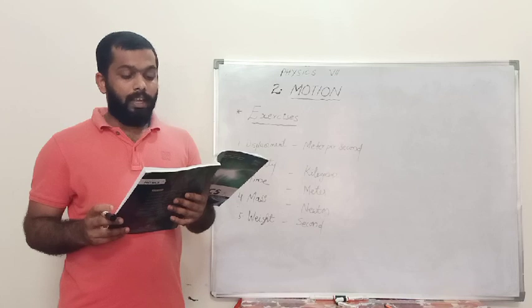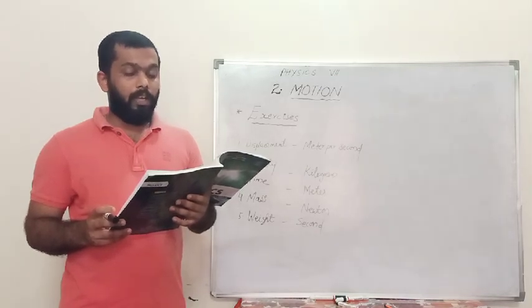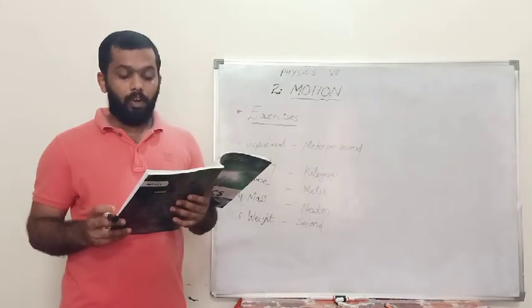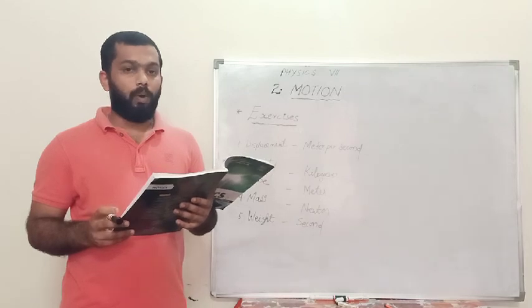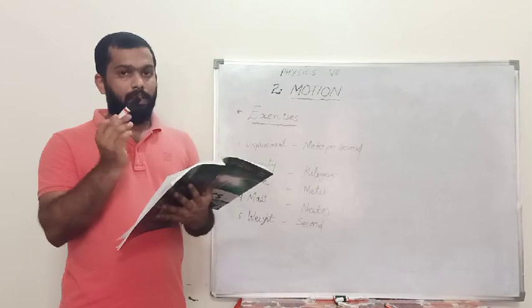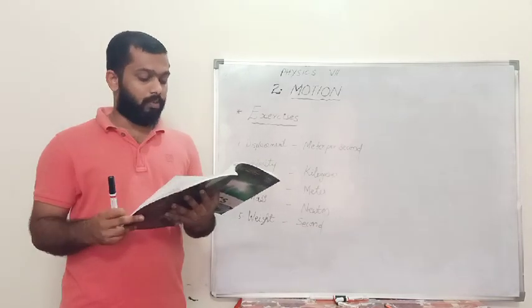Fourth question, the nature of the motion of the earth around its axis is option A. Rectilinear, option B. Curvilinear, option C. Rotatory, option D. Random. Answer is rotatory. Here the earth is rotating around its axis, not around the sun, around its own axis. That's why the answer is rotatory.